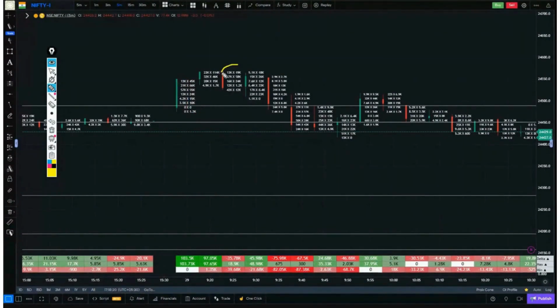Now let's take the next few candles, like this candle. What is the value of the delta of this candle? 35,000. And what is the sign? It has a negative sign and is inside a red box. So that means it is a negative delta. In this candle, there are more sellers compared to buyers.